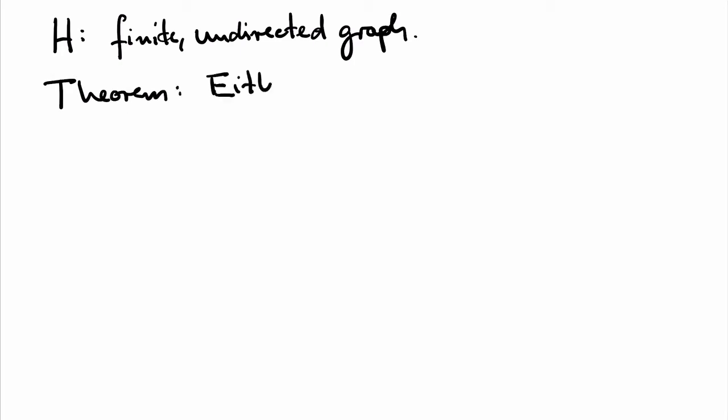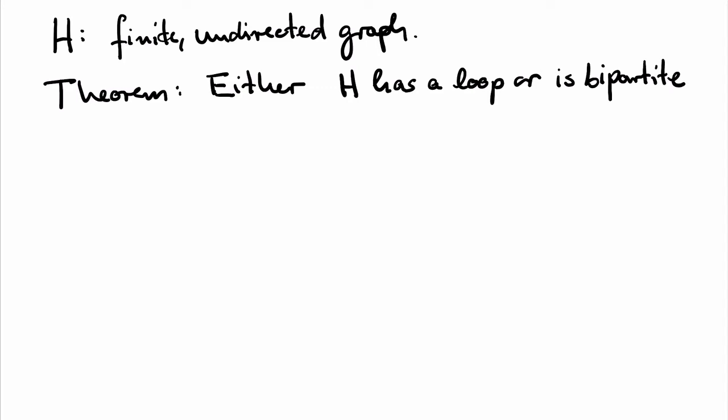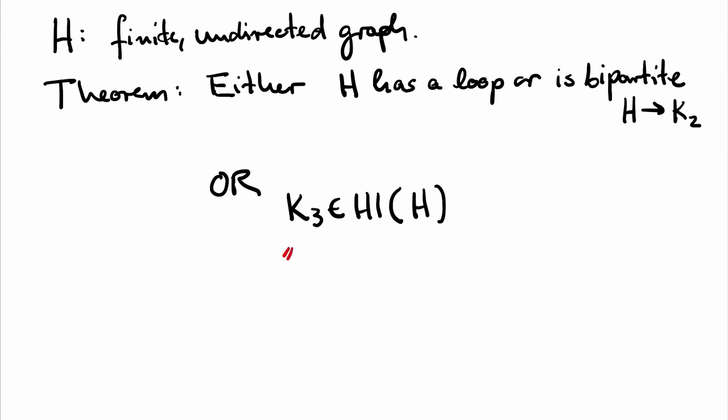Let H be a finite undirected graph. The main result of today is that either H has a self-loop, or is bipartite, that is two-colorable, or it can primitively positively construct a triangle. Recall, this means that H can interpret primitively positively a graph which is homomorphically equivalent to K3.